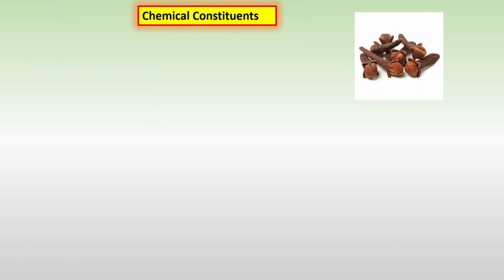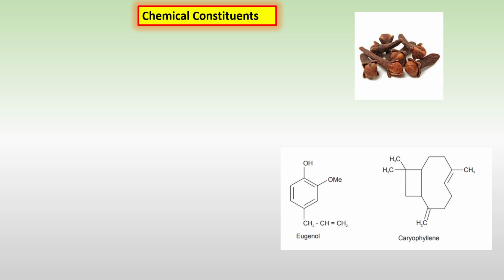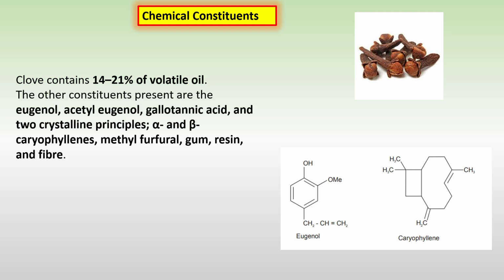Chemical constituents of clove: it mainly contains eugenol and caryophyllene as volatile principles. Clove contains 14 to 21% of volatile oil. The other constituents present are eugenol, acetyl eugenol, gallotannic acid, and two crystalline principles of alpha and beta caryophyllenes, methyl furfuryl, gum, resins, and fiber.